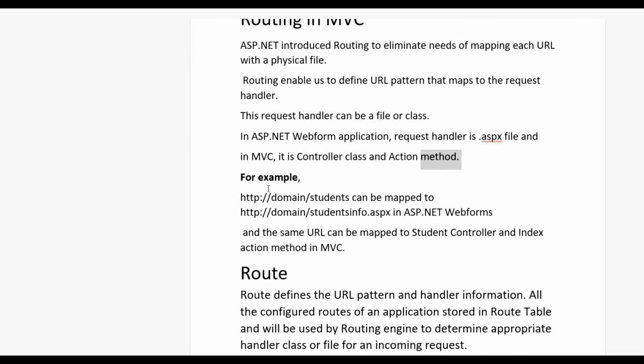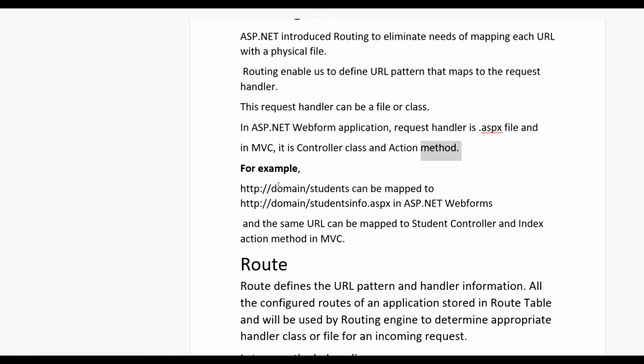Let us see one example. The domain name /students can be mapped to studentinfo.aspx in ASP.NET Webform. While in MVC, the same URL can be mapped to the student controller and index action method, like localhost/controller name, home, and action method index.